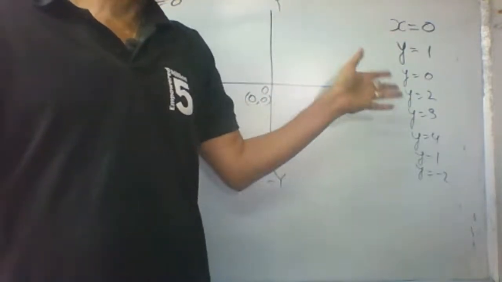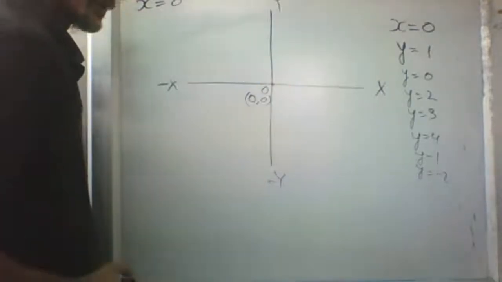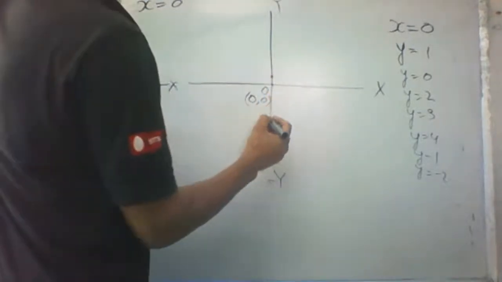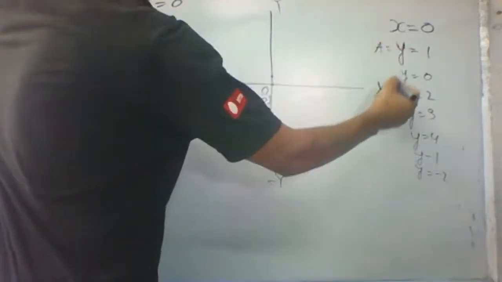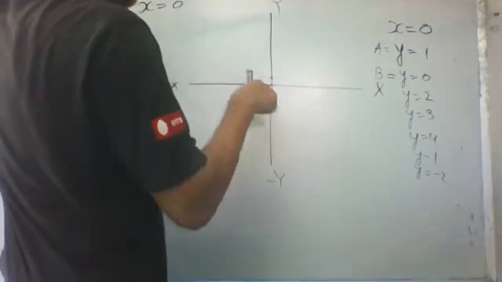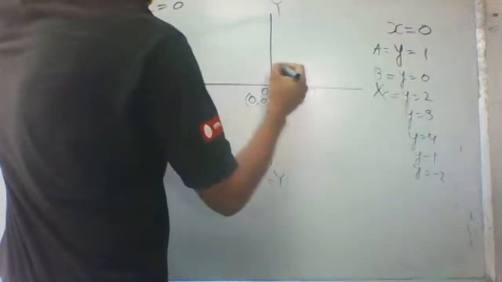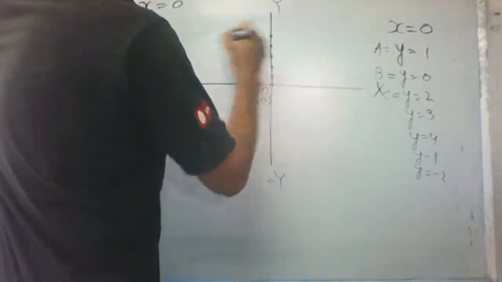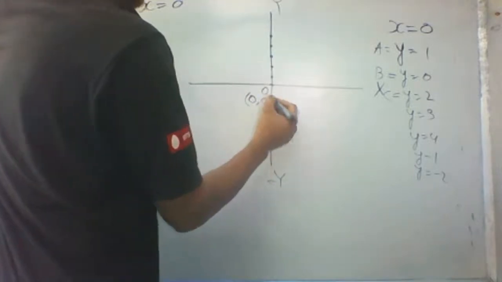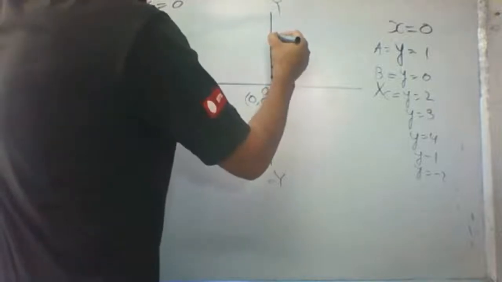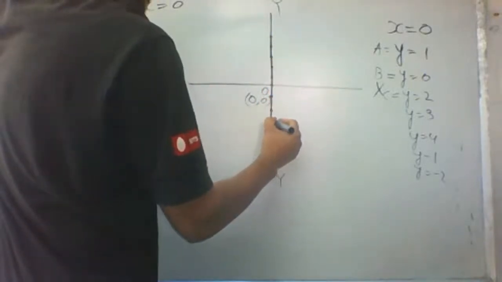If it is so, it means x is equal to 0. Now, x is equal to 0 is this position. Y is equal to 1, position A. Y is equal to 0, B. This same position, y is equal to 2, C. Y is equal to 3, y is equal to 4, y is equal to 5, y is equal to minus 1, minus 2, minus 3. It means join all these points together.